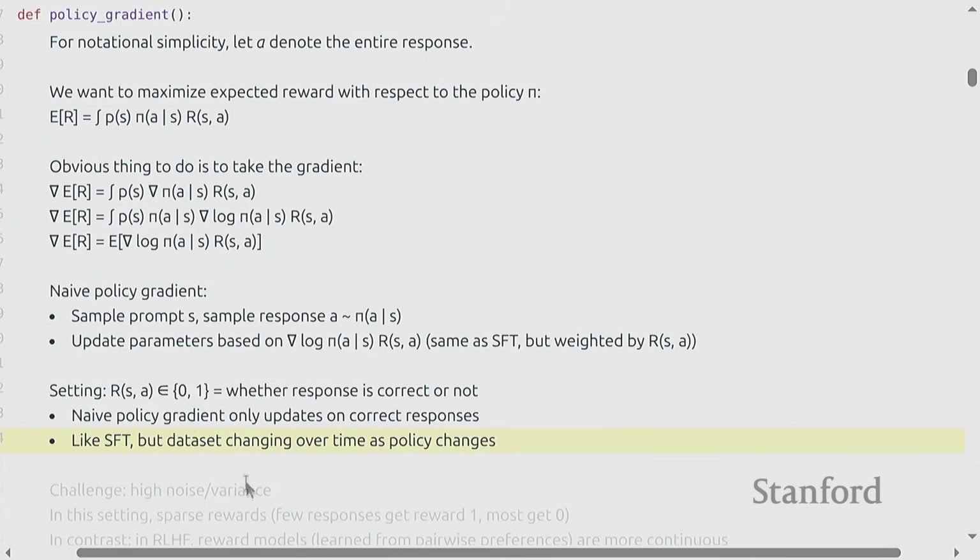The main challenge here is that people talk about policy gradient as being high noise or high variance. In stochastic gradient descent, if you're doing supervised learning, this can also be the case, that your gradient is very noisy, and typically if you use larger batch sizes and just keep going, it empirically seems to work out. Reinforcement learning is a whole other level in terms of noise and variance that you have to deal with.